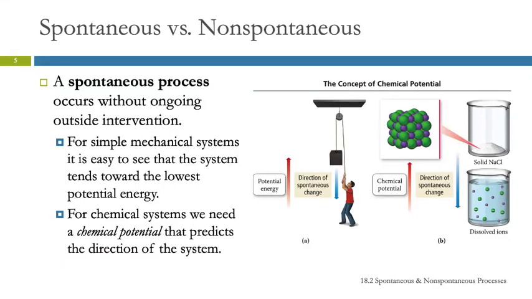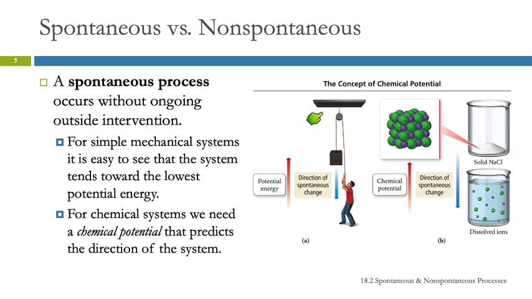Okay, spontaneous versus non-spontaneous. As it suggests, a spontaneous process happens on its own. It occurs without ongoing outside intervention. If we look at mechanical systems, we see that the systems tend towards lowest potential energy.